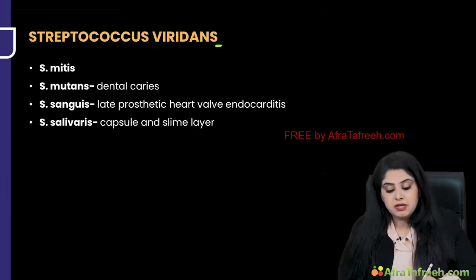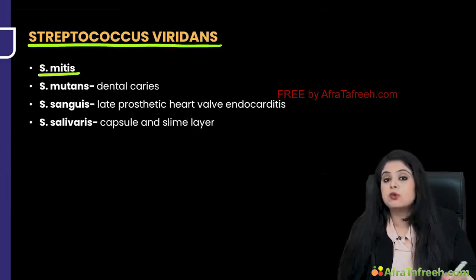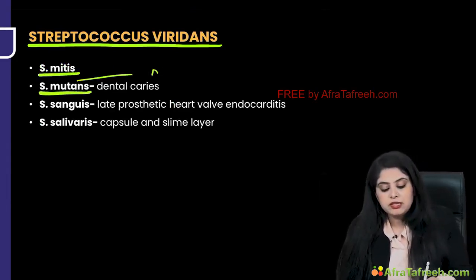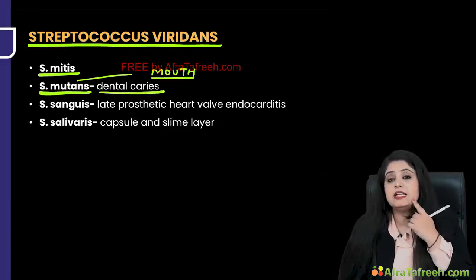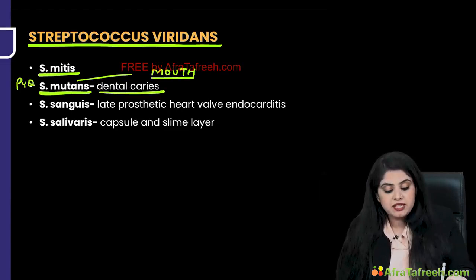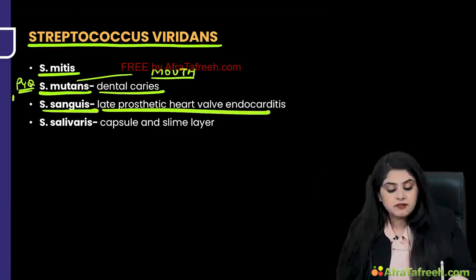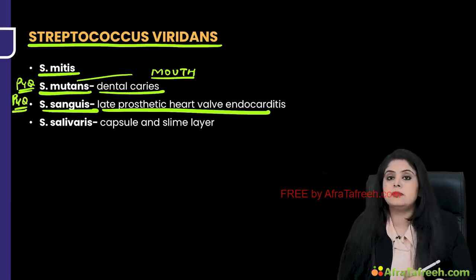Viridans has many people under it. One is going to be Streptococcus mitis, Streptococcus mutans. Mutans sounds like mouth. So this is what is going to have dental caries. Very important PYQ. Then we have Streptococcus sanguis, and this is asked in terms of prosthetic heart valve endocarditis. Again, something which is a PYQ.